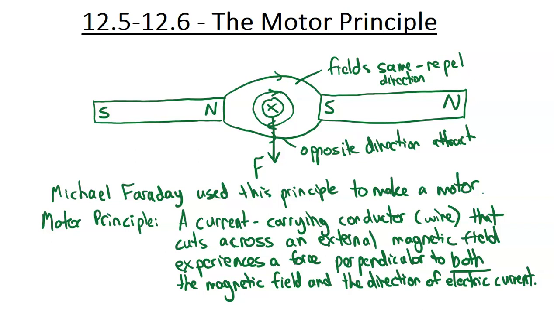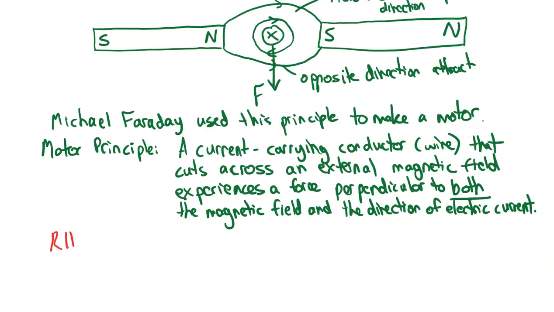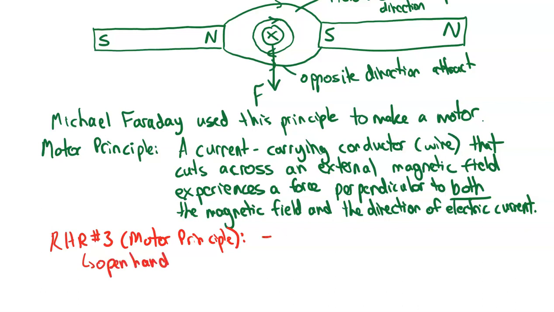Which brings us to our third and final right-hand rule. Right-hand rule number 3. This is for the motor principle, so you could say it's the right-hand rule for the motor principle. The first thing we do is we put our fingers, it's an open hand. It's worth noting this is an open hand. And our fingers are going to go in the direction of the external magnetic field. Fingers point in the direction of an external magnetic field.